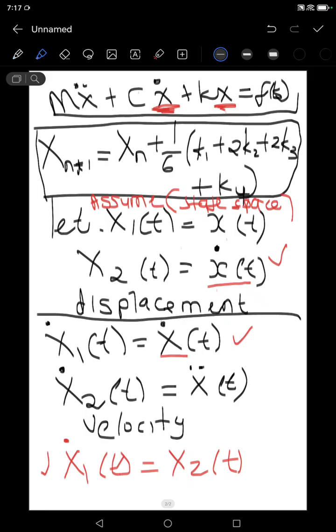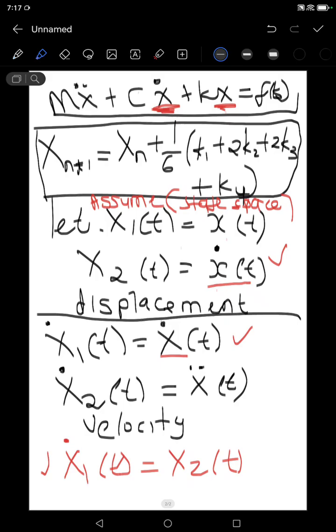Now we said we have the x dot and then the x dot. Therefore, we're going to say x1 dot of t equals x2 of t. Okay, and then moving forward, we're going to substitute this state space into our equation.